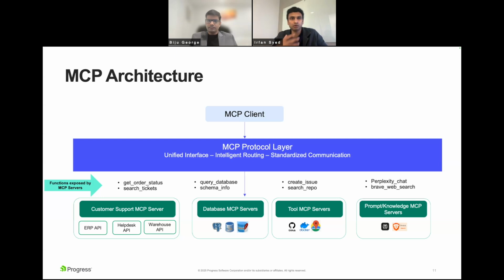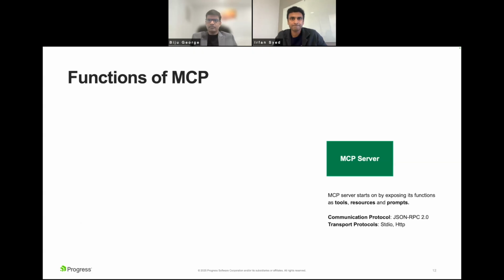But to make it more clear, I think we need to go a little deeper and understand the functions of MCP, and we need to talk about how each one of them is executed. So, what is an MCP server and what are its functions?